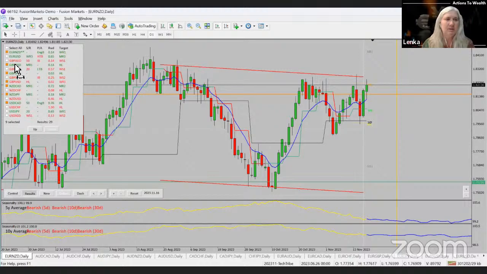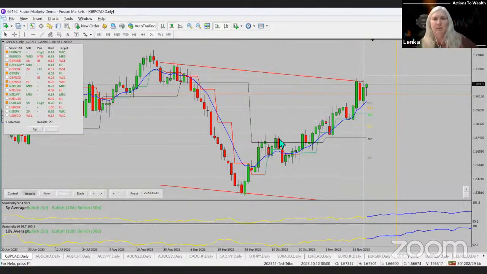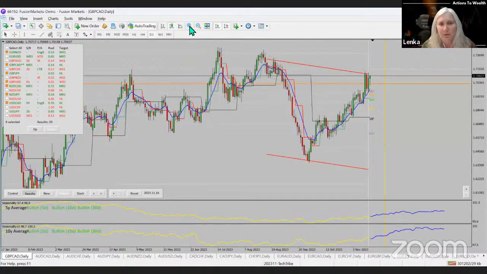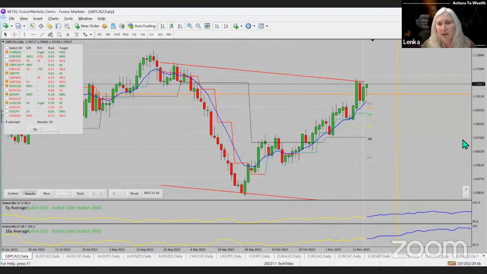Okay, next currency pair I'm looking at is GBP CAD. And GBP CAD, looking for long opportunities here. Even though the channel is very wide, we could still have opportunity to go higher in terms of following this price action channel here.